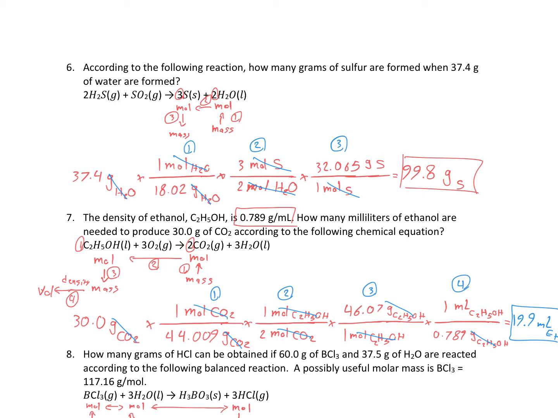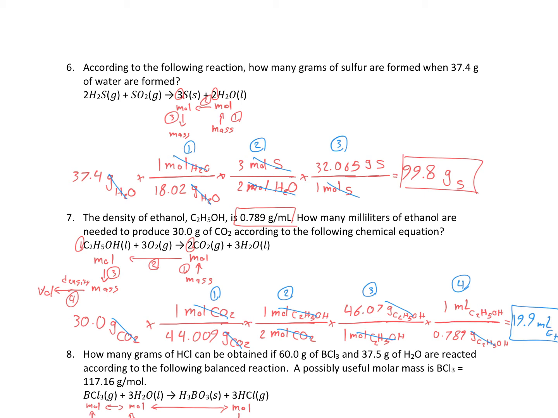According to the following reaction, how many grams of sulfur are formed when 37.4 grams of water are formed? Most of the time, you get reactants and you'll be asked about the product, but this question is a good one, so you should know that it's not always the case. You can use stoichiometry to relate anything in a balanced chemical equation. You can go from reactant to reactant, reactant to product, or product to product, and that's the case in this question.